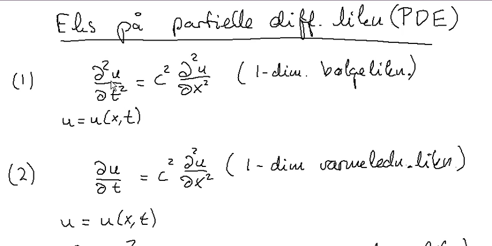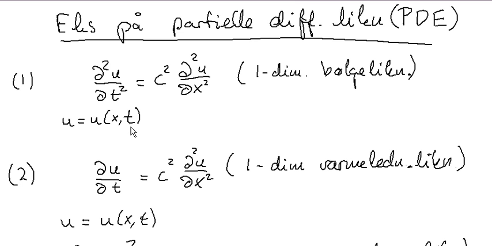We have on the left side the second derivative of u with respect to t, and on the right-hand side of the equation we have c squared, where c is a constant, multiplied with the second derivative of u with respect to x. x is the spatial coordinate and t is the time. So the unknown variable, in this case we call it u, is dependent on the spatial variable x and the time t.